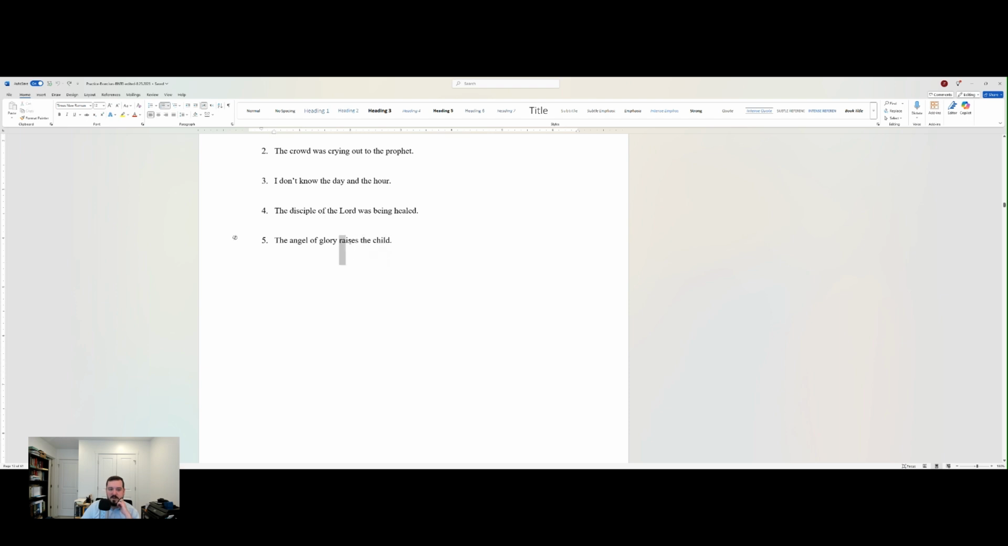So what's our word here? Well, raises. This is going to be present active indicative, isn't it? It's going to be third person singular because the angel is acting on the child here. It raises the child. So we have ho angelos tes doxes, and what is it going to be? It's egeirei, to teknon, egeirei.